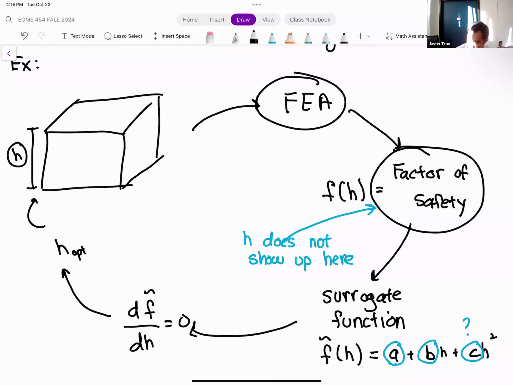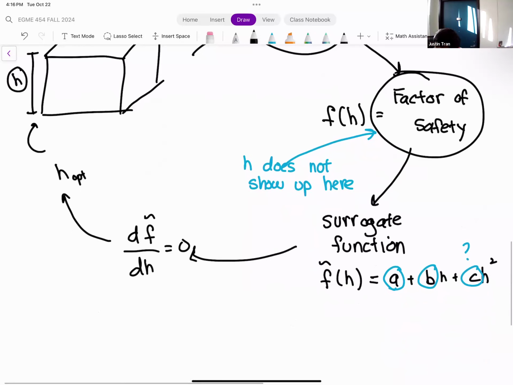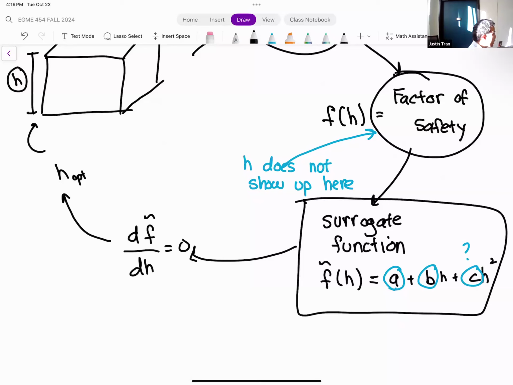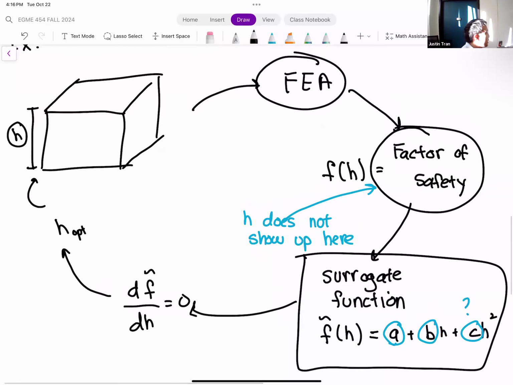But of course, the most difficult part is going to be down here. So how do we obtain the surrogate function, and how do we make sure that it's a good approximation of our original objective function? That's the main challenge of interpolation. Any questions on kind of the motivation for the interpolation methods here?